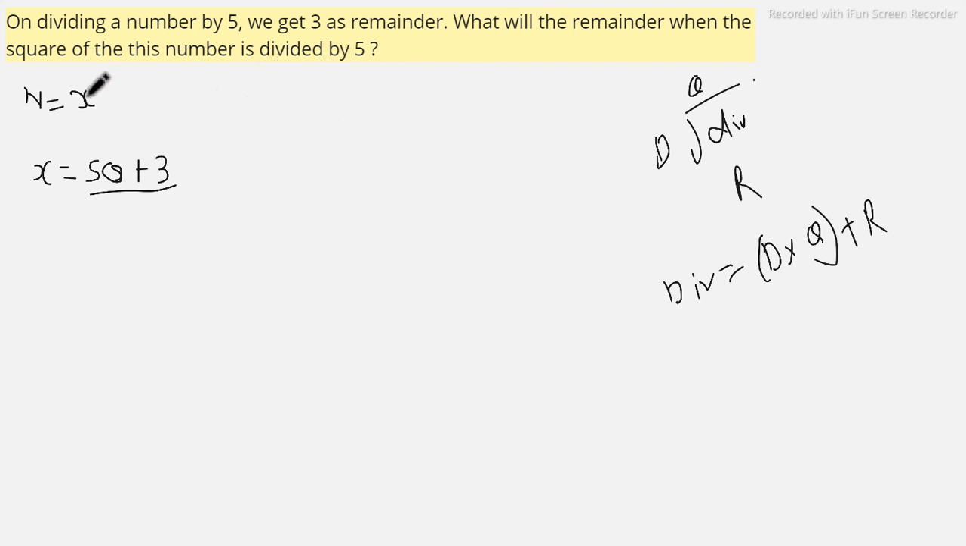When we square this number, we'll say x square. So here we take x square, and this will become like this. Here we got (a plus b) whole square, that is 25q square plus 9 plus 30q.